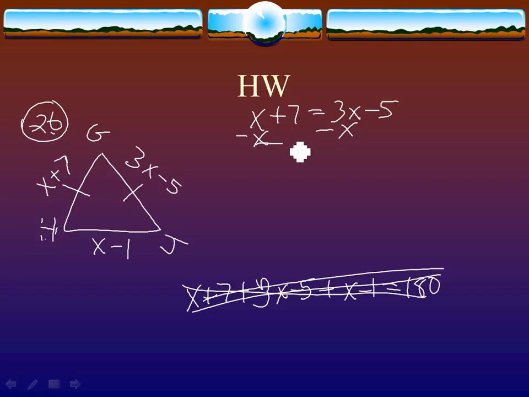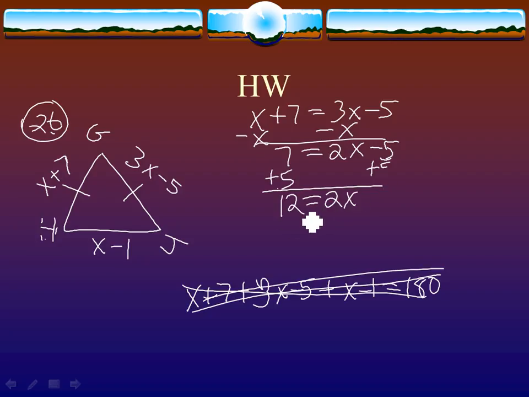Subtract x on both sides, you end up with 7 equals 2x minus 5. Add 5 to both sides. 12 equals 2x. What's x equal then? 6. Is that our answer? No. Now plug it into the other ones. Plug in all the sides. It said find x and find the 3 sides, so we have to plug in.